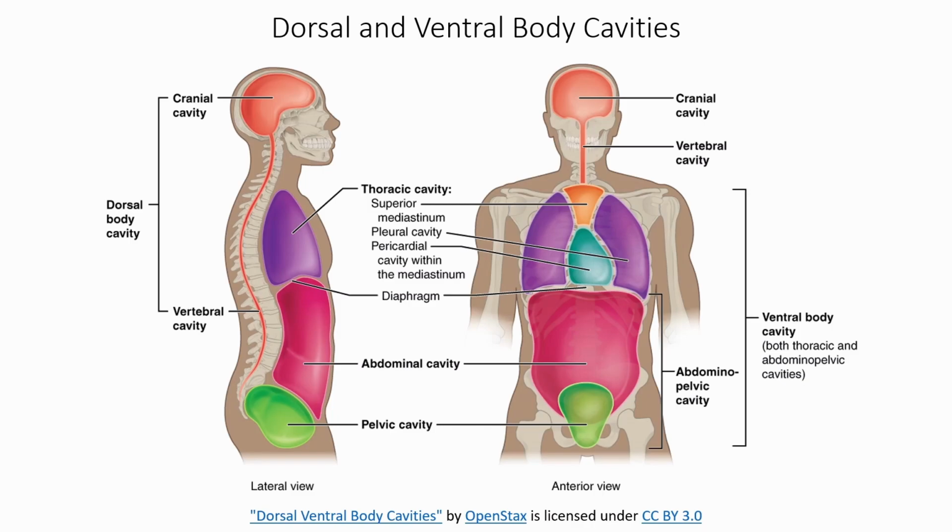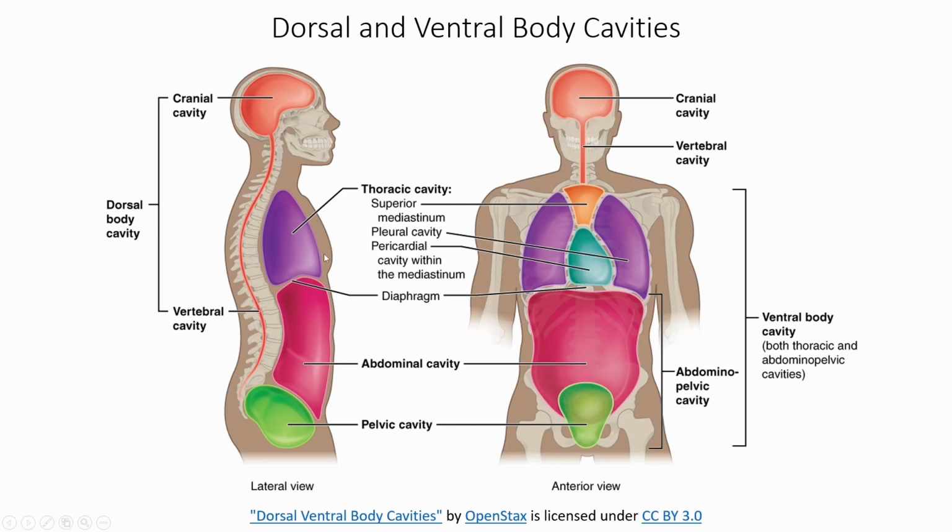So let's take a peek at where we see these. So here's our dorsal body cavities. So the vertebral or the spinal cavity and the cranial cavity. We see it towards the back, hence the name dorsal body cavity. And then the thoracic cavity and the abdominal and pelvic cavities are all in that ventral body cavity. They're all towards the front.